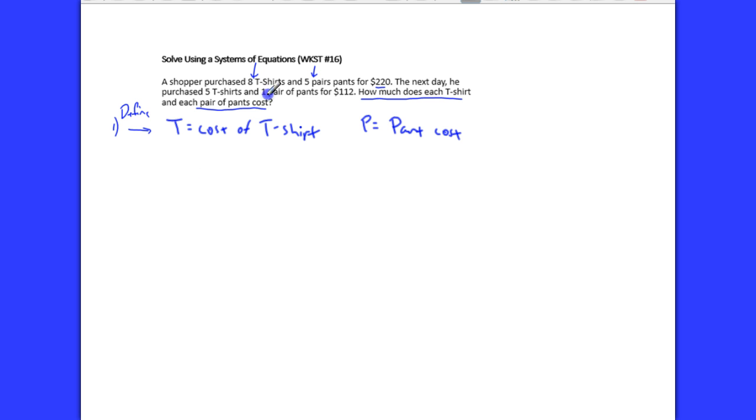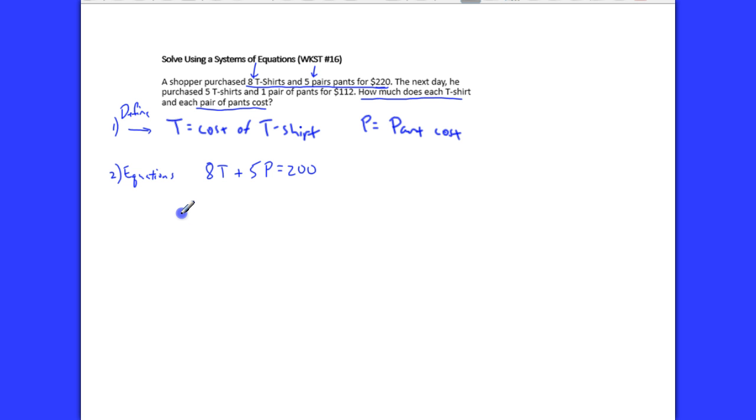Okay, as I go through this problem, one of the things I notice is that 8 t-shirts and 5 pair of pants cost $220. So the second thing I need to do now is to write my equations after I've defined the variables. So one of the equations that I can write here is 8 times t, because 8 t-shirts, plus 5 pair of pants, plus 5 times p, is equal to $220. And there I have one equation.